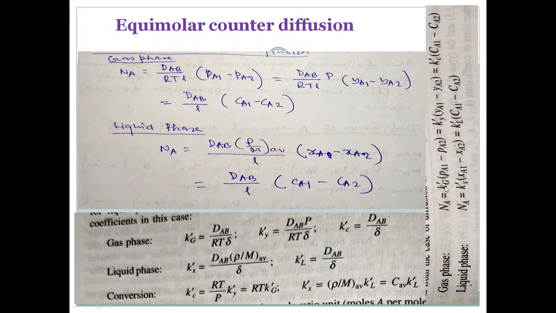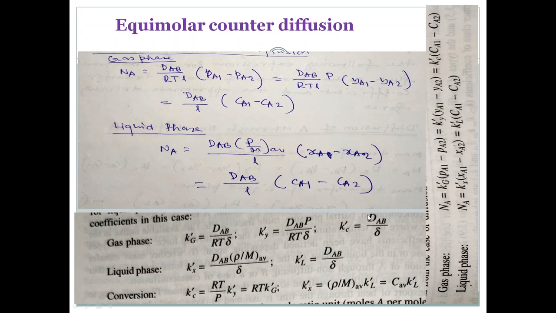So kg prime will be what? This one, DAB by RT L in the case of molecular diffusion, that is the L, that boundary layer. But when it is fluid under flow, that will change, it will reduce. Here delta is much lower. So kg prime will be DAB P by RT delta, and kc prime will be DAB by delta.